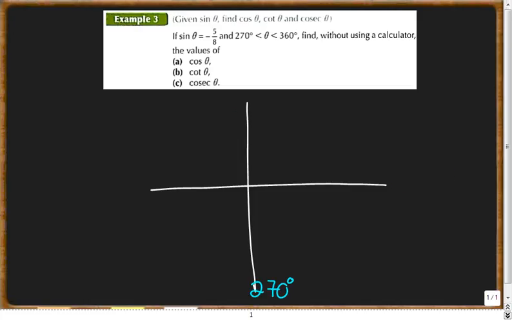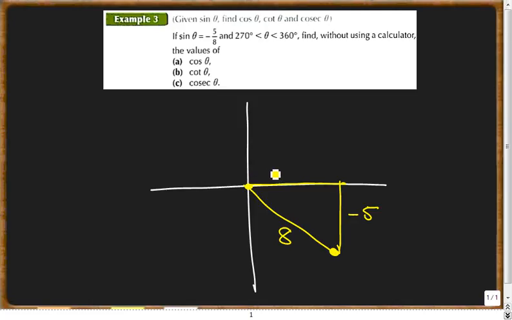So we have our other point somewhere down here, and we know that this is our guy. So we know that our sine is negative 5/8. So that's going to be, obviously we're negative 5 down, and this is 8. So we need to find these other things without using a calculator.